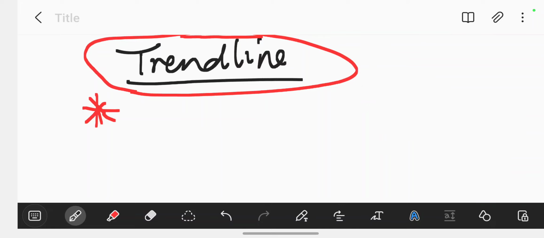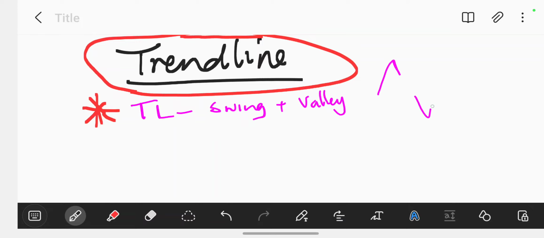So the key thing that I want you to take from this video is that when you're drawing your trend line, you only use the swing, the valley or trough or whatever they call it. This is a swing and this point. Those are the ones that you use for your trend line, and we don't use the market pause.